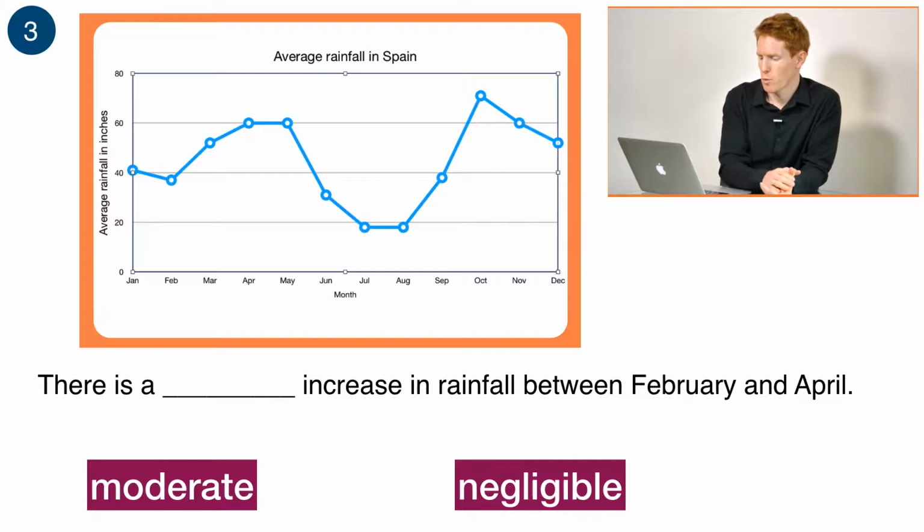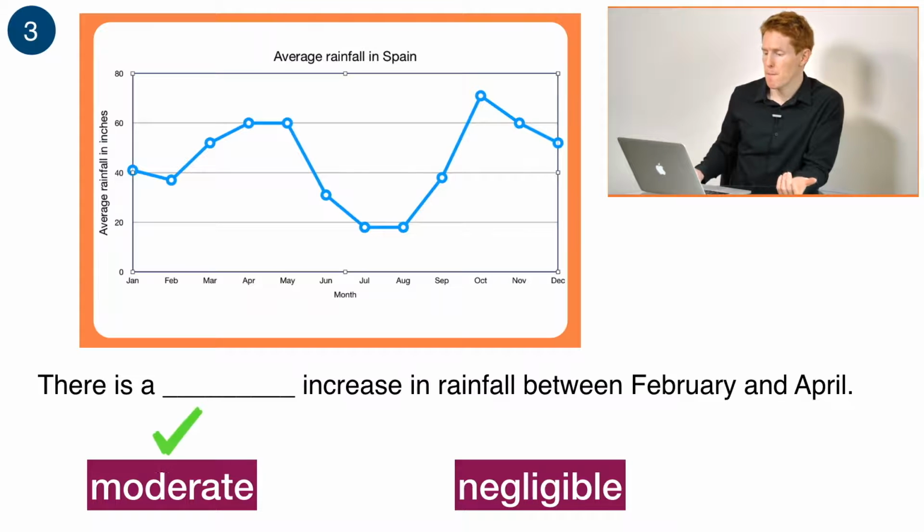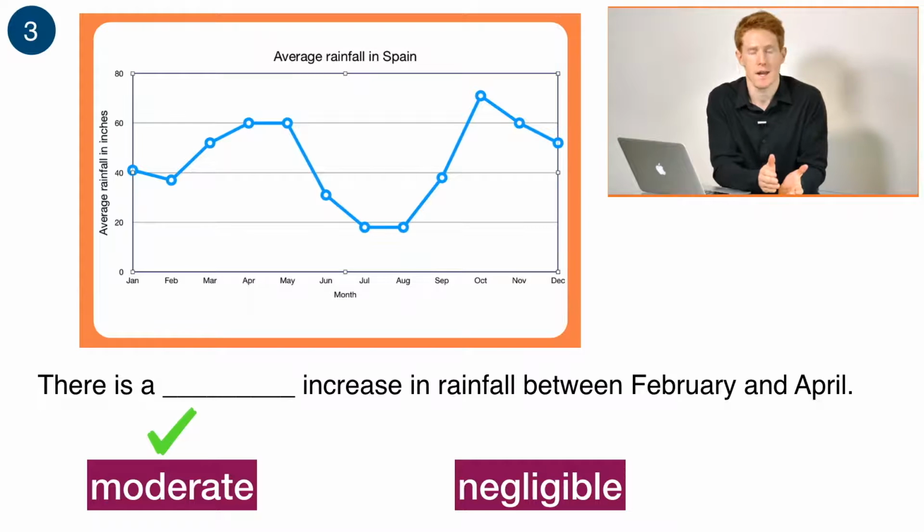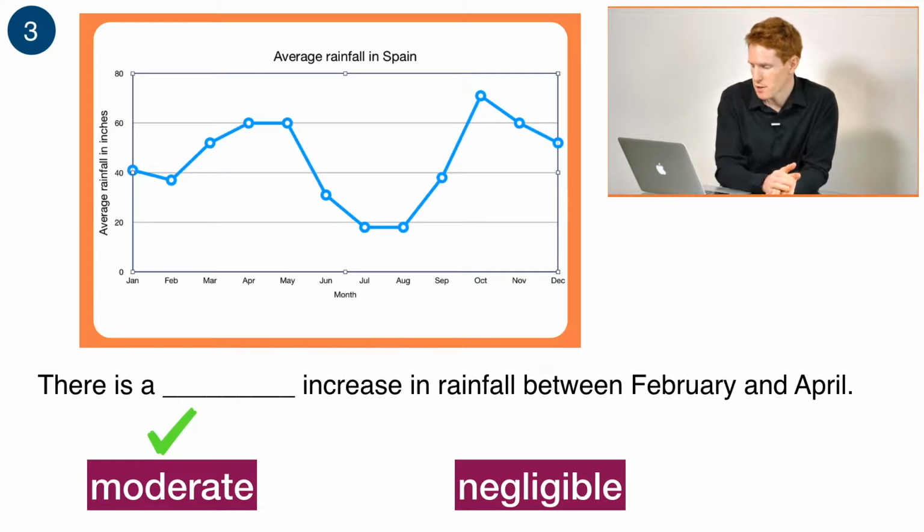Number 3, what would you put here? A moderate increase or a negligible increase? The answer is moderate. It's a moderate increase in rainfall between February and April. So we can see in February it's around 40 inches and by April it's exactly 60 inches. So it's a moderate increase. Remember, negligible means almost unnoticeable. So we would only use that for very, very small changes.